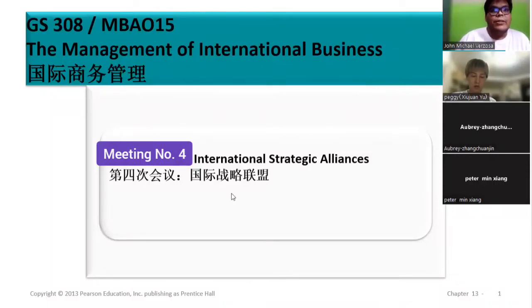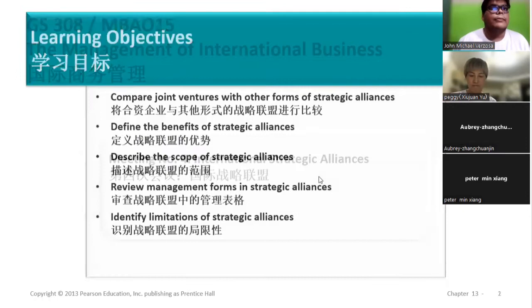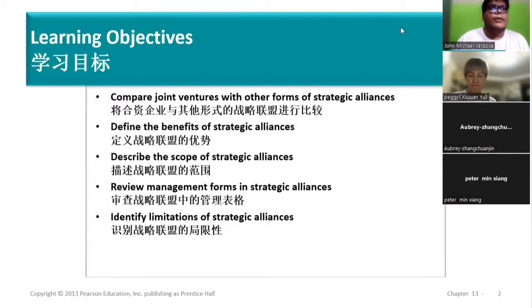So our topic for today is about meeting number 5 already. Okay. So international strategic alliances. Our learning objectives: compare joint ventures. Last meeting, I introduced joint ventures. Tonight, we will focus more on the joint venture, strategic alliance.